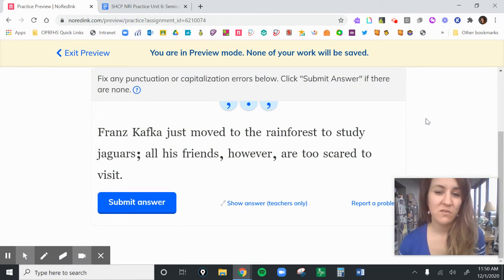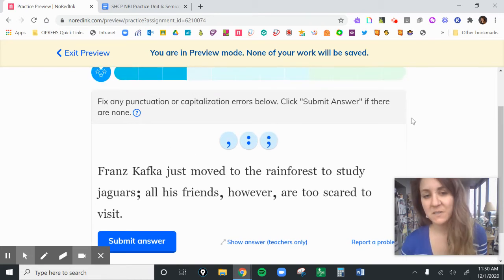Franz Kafka just moved to the rainforest to study jaguars. All his friends, however, are too scared to visit. Same thing. Franz Kafka just moved to the rainforest to study jaguars is one sentence. It's not introducing the second one, so I'm just going to use a semicolon that's already there. However is the THAMOS. We have commas on both sides.